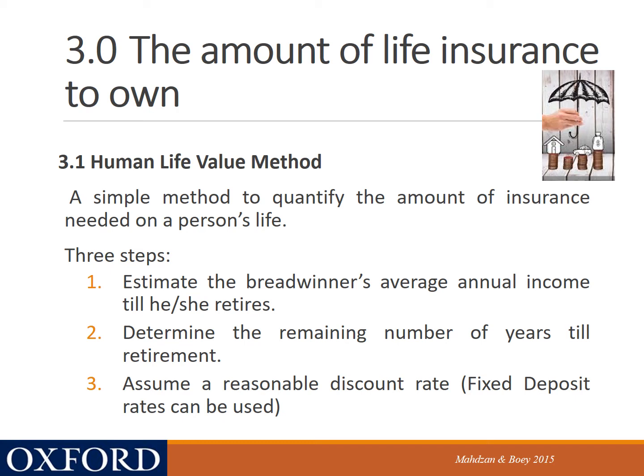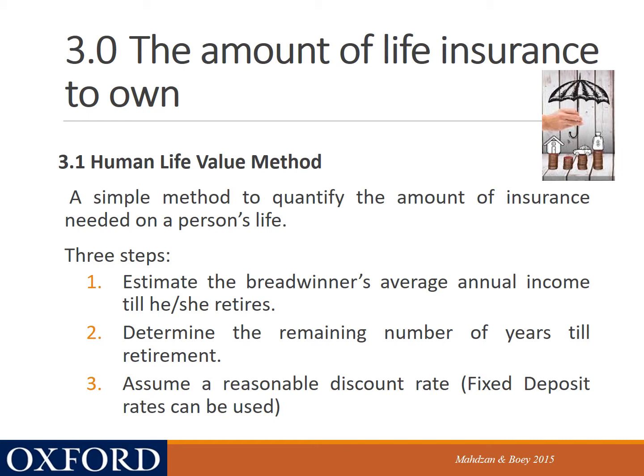Okay, the next section in this chapter is to compute the amount of life insurance an individual should own. Basically there are two main methods. The first one is called the human life value method, which is a simple method to quantify the amount of insurance needed on a person's life.